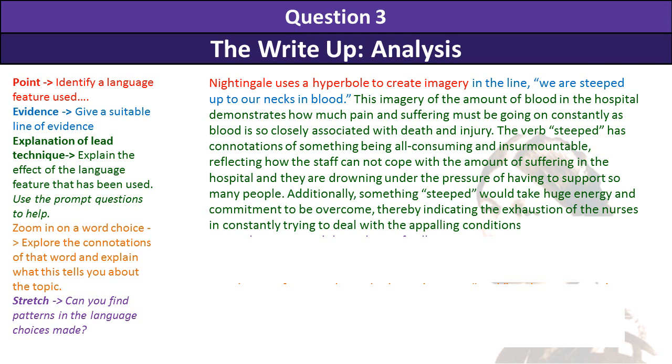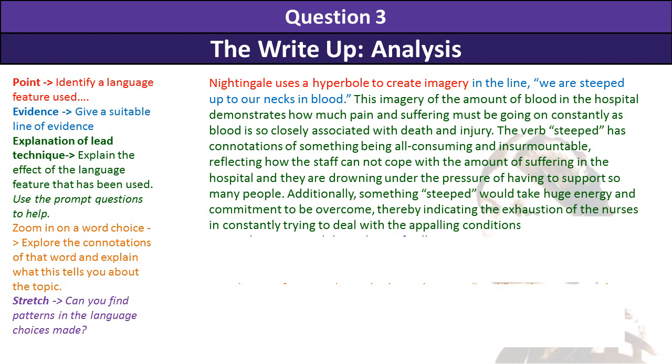First of all, I've talked about the imagery and what the imagery does to show us about the conditions in the hospital. But then I'm going in straight away into what language choices create that imagery. And I've talked about the verb 'steeped'. Because it's a word, I'm going to talk about the connotations of it, because that's what it said in my grid previously. But also because I'm a top student, I've given 2 very clear, very different interpretations of the word 'steeped'. I'm not going to be a narrow student that just says one thing.